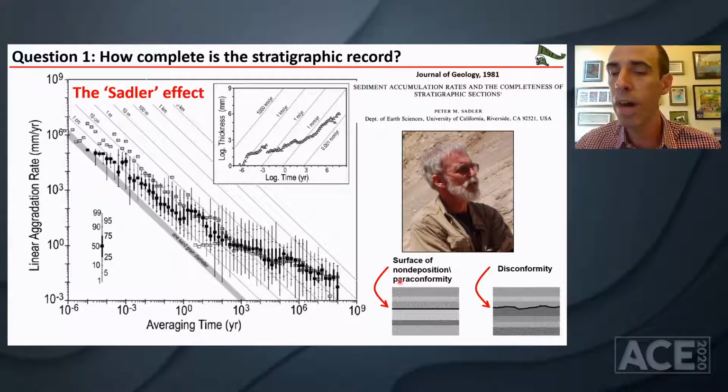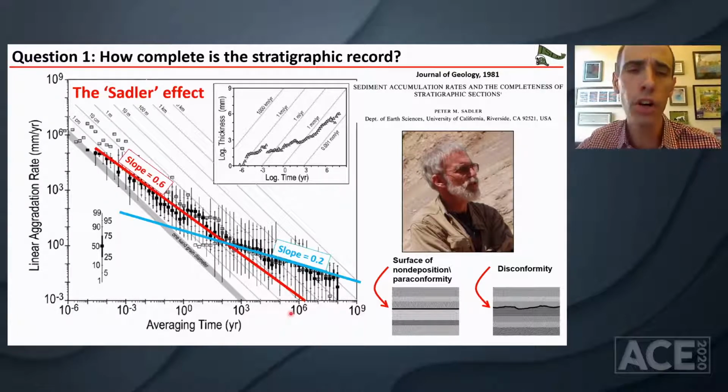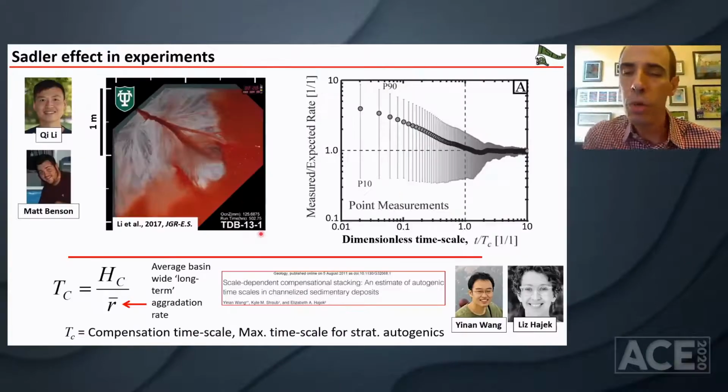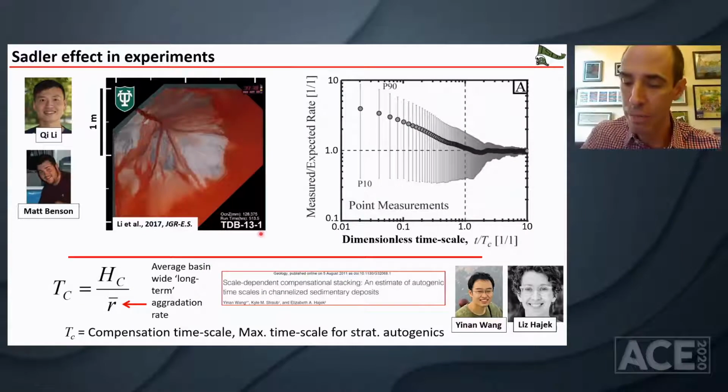So combined, these two ways to create stratigraphic hiatuses reduce the completeness of the stratigraphic record and give you this inverse relationship. And we can note on here as well, it was later noted by Doug Jerolmack, working with Pete Sadler, that there's actually some interesting shapes to this relationship that we'll talk about more in a second. So I just want to demonstrate this in a lab setting.